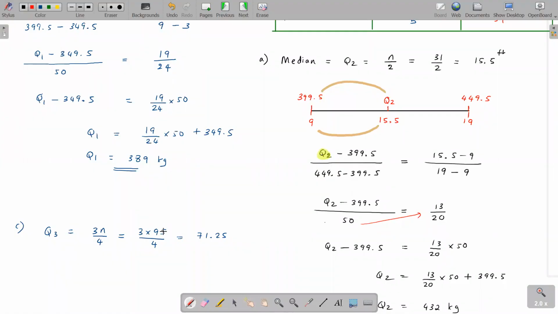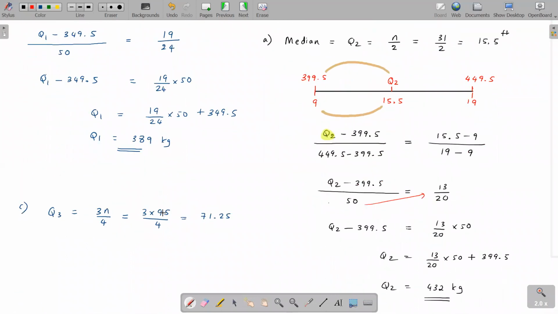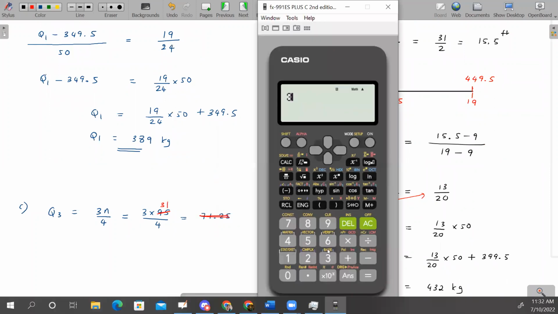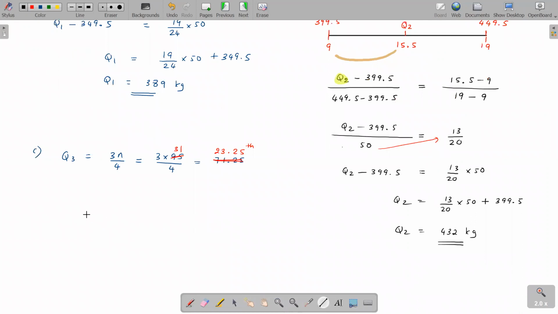Sorry, the n value, that's not 95, right? The total frequency is 31. Sorry. So what is the answer here? 3 times 31, divided by 4. Answer is 23.25. Okay, so now let's go for the interpolation. So you get here Q3 is 23.25, the position.